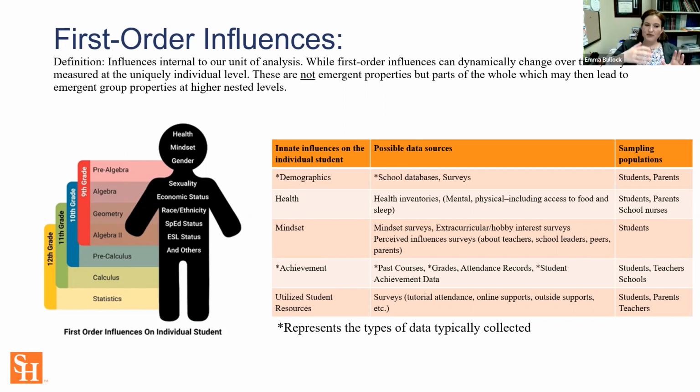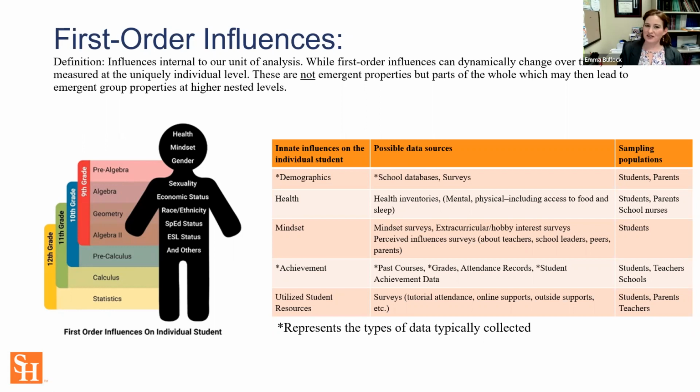So this picture represents the result, the visualization of strategy 1 and strategy 2, where we were brainstorming influences and possible data sources. And now in strategy 3, we're going to take that visualization and use it as a way to list the innate influences on our unit of analysis, which in this case is the individual student. Then we want to talk about possible data sources to collect information about those influences. And then we want to talk about possible sampling populations where we would implement those data sources to collect information on those influences.